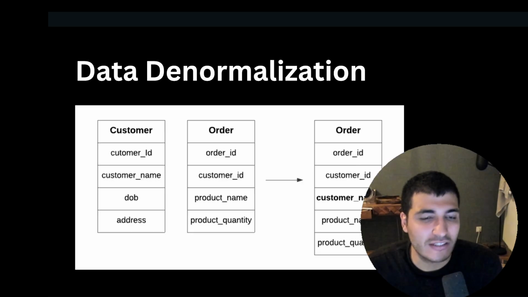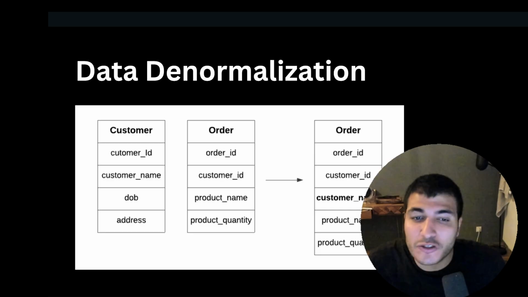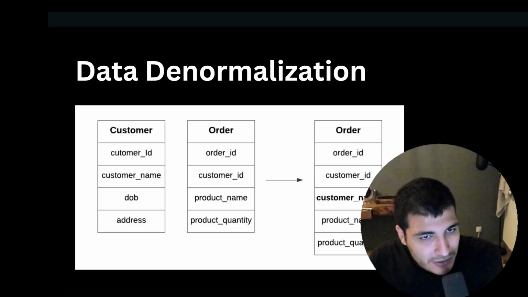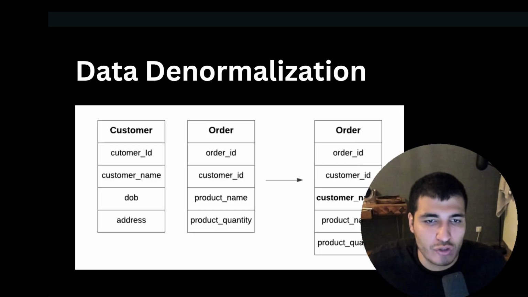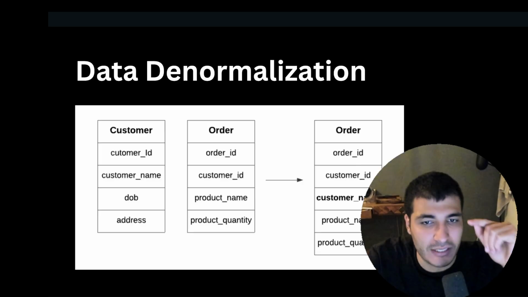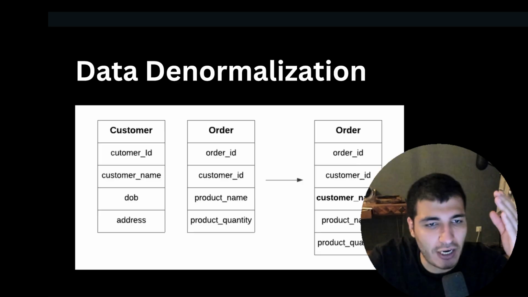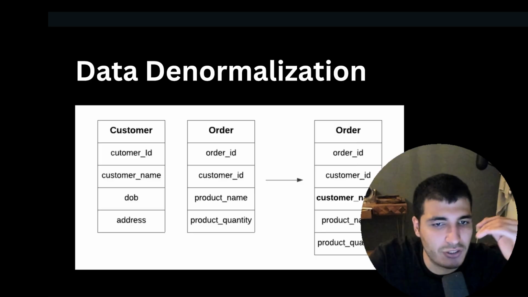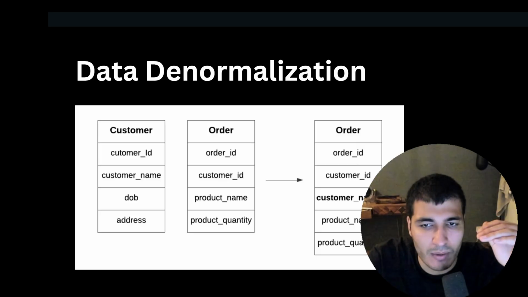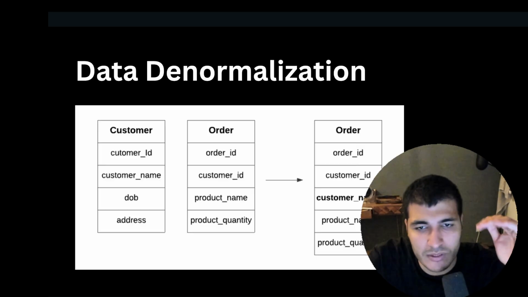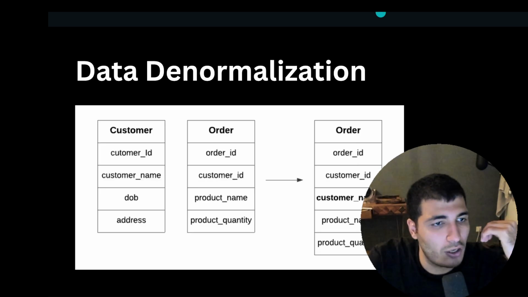So next we have data denormalization. Data denormalization is a database optimization technique that intentionally introduces redundancy into your database schema. Unlike normalization, which aims to minimize data duplication to ensure consistency, denormalization trades some storage space and the risk of inconsistency for improved read performance by reducing the need for complex join operations.